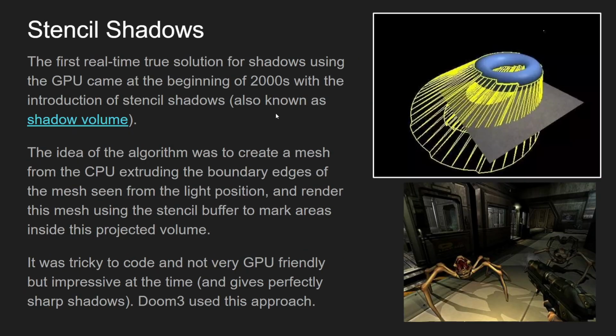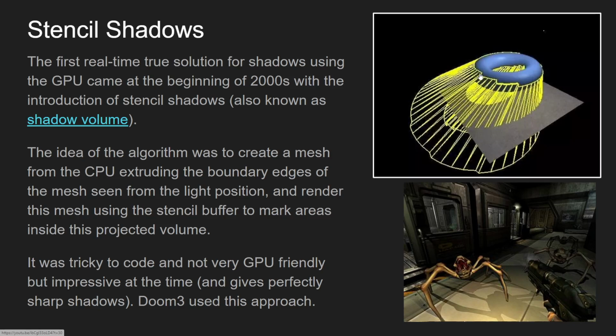The first true shadows that we saw in a video game was for Doom 3. In the 2000s, they were using this approach called stencil shadows or shadow volumes, which is not complex but CPU intensive, because the idea is that you have to walk through all the triangles in the scene and find the edges of the triangles where one side of the edge is in the shadow and one side of the edge is not in the shadow.